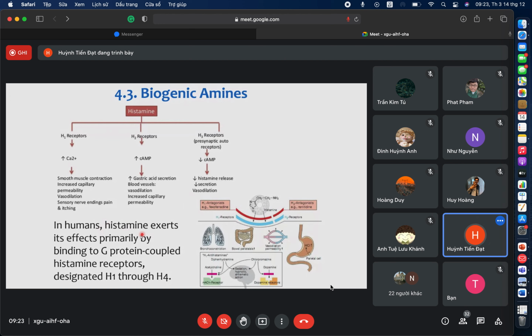So in humans, histamine has its effect primarily by binding to G protein coupled histamine receptors, and through the H1 receptor they export the symptom. Okay, so H1, next one H2, and H3. Another one is H4, but most likely H1. So what they do is involved in the secretion of calcium cation. Okay, so smooth muscle contraction, increase in capillary permeability and vasodilation, and sensory nerve ending pain or itch. So that we call the itch.